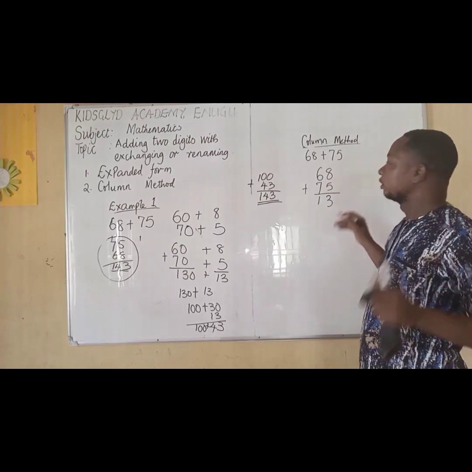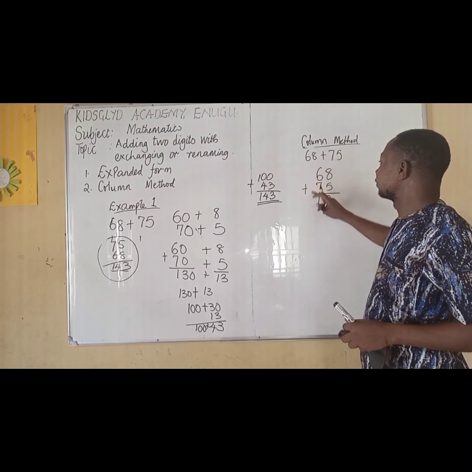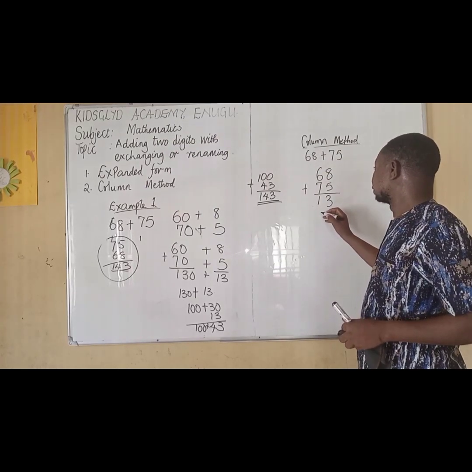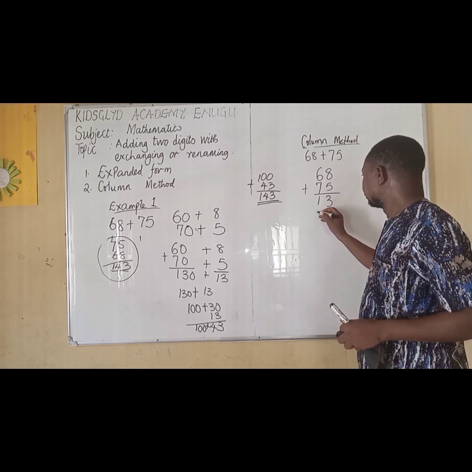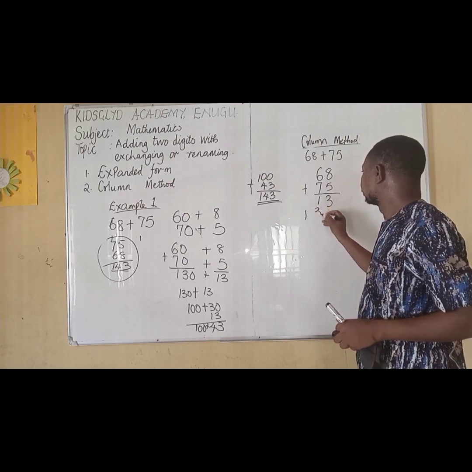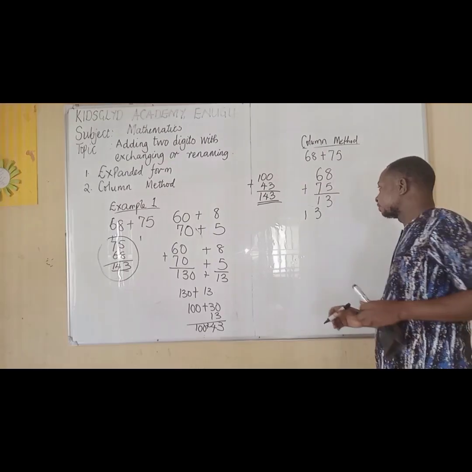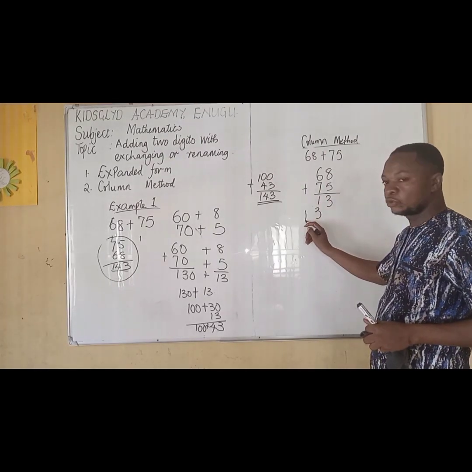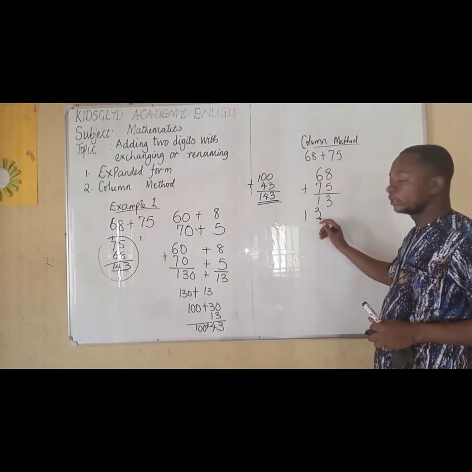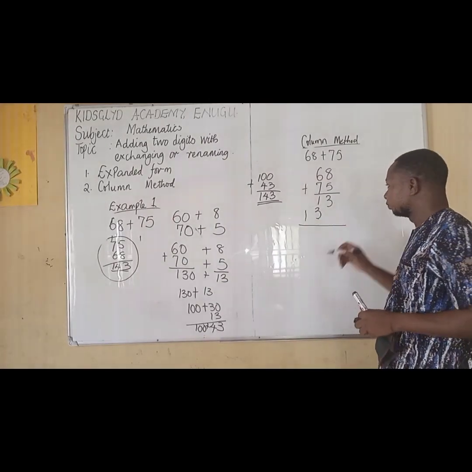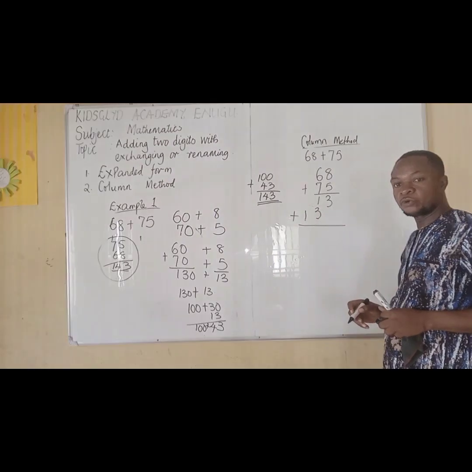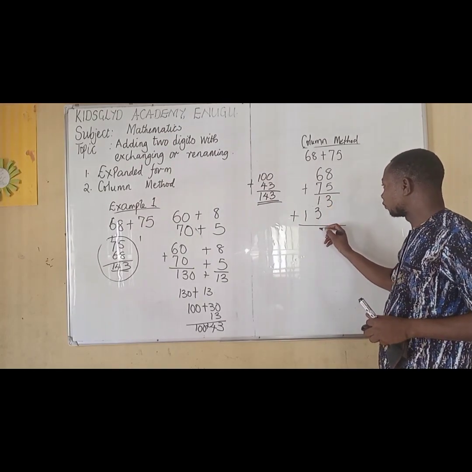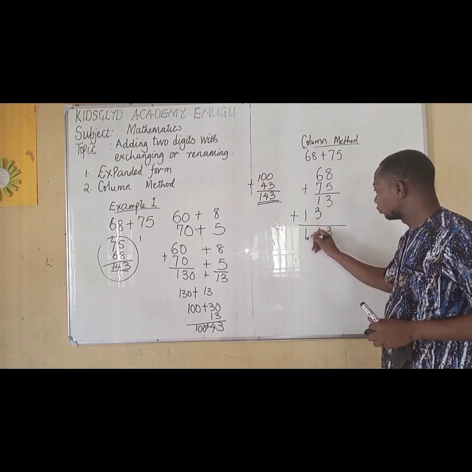No problem. Then you say 6 plus 7 is what? 13 also. You write your 13. Now this one we have here has entered on 200, this one is tens, and this one is a unit. You roll out the line, bring down your 3, 1 plus 3 is 4, you bring down your 1.